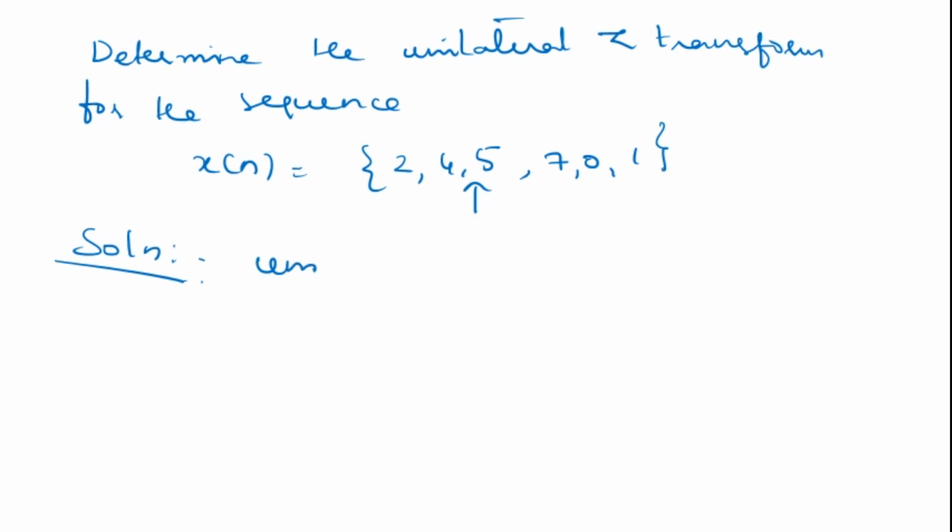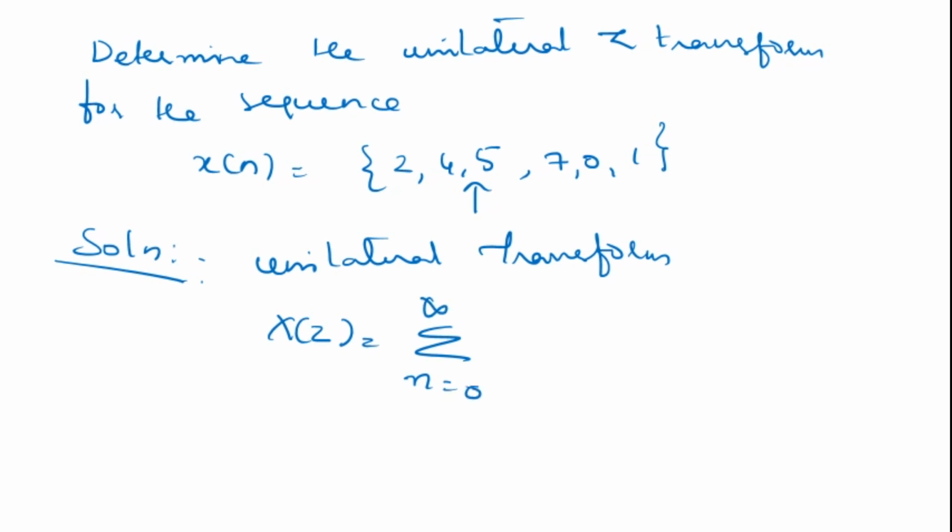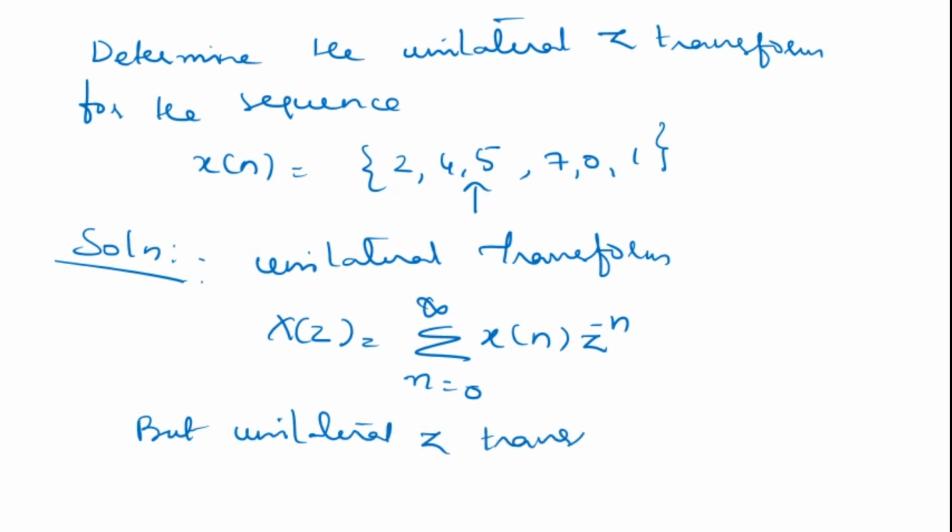We have unilateral Z transform x of z is equal to summation n is equal to 0 to infinity x of n into z to the power minus n. The given sequence exists for both positive and negative values of n, but unilateral Z transform is defined for only non-negative values of n.